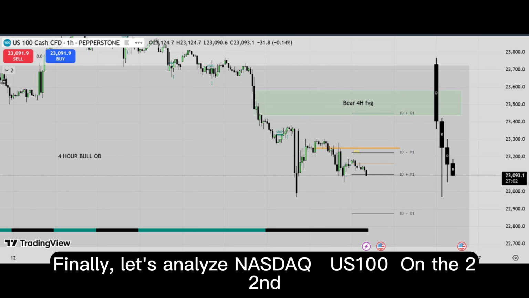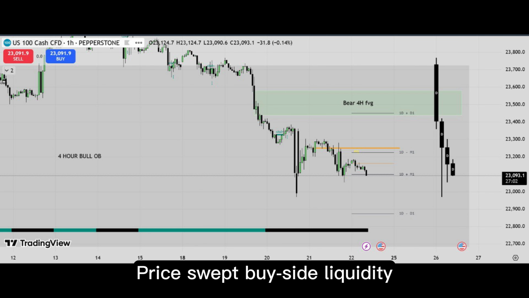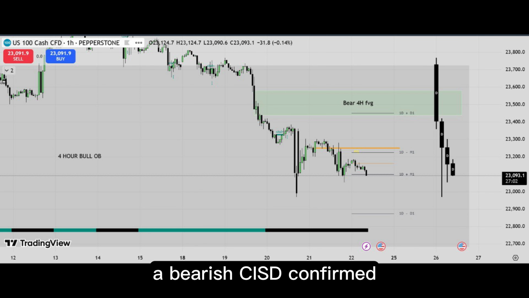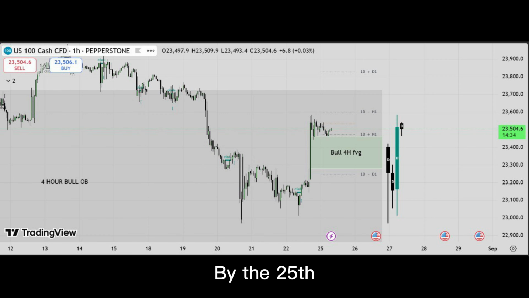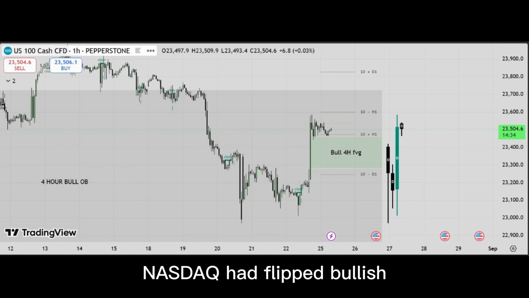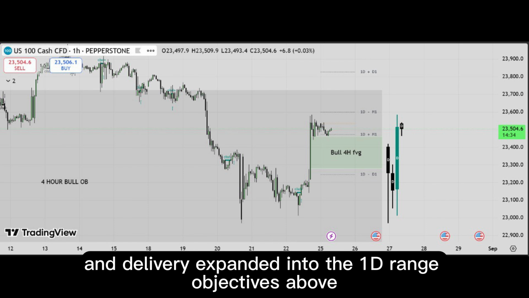Finally, let's analyze NASDAQ US 100. On the 22nd, NASDAQ was bearish from the 1D premium. Price swept buy-side liquidity, a bearish CISD confirmed, and price retraced into the 4H bearish FVG before delivering into the 4H bullish OB. By the 25th, NASDAQ had flipped bullish. A sell-side sweep and bullish CISD set up longs from the 4H bullish FVG, and delivery expanded into the 1D range objectives above.